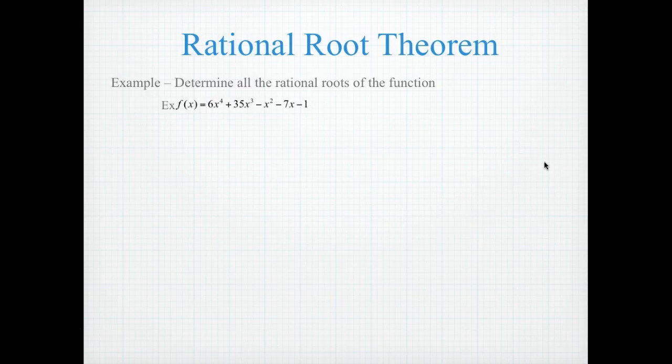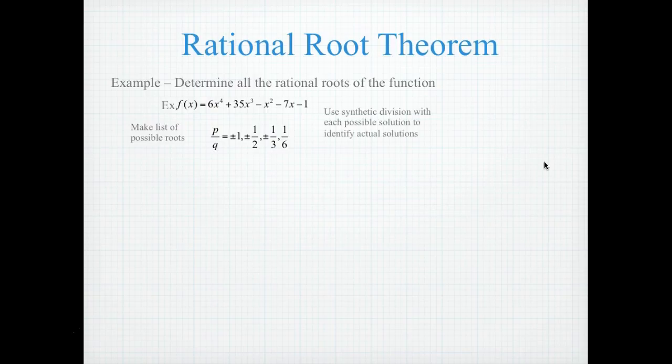Okay, our next example, we have f of x equals 6x to the 4th plus 35x to the 3rd minus x squared minus 7x minus 1. So I got to make my list of possible roots. I take the factors of p, which is negative 1, and I take the factors of q, which is 6. Make the combinations of p over q, I get plus or minus 1, plus or minus 1/2, plus or minus 1/3, and plus or minus 1/6. So I've got 8 different possible rational roots to test.